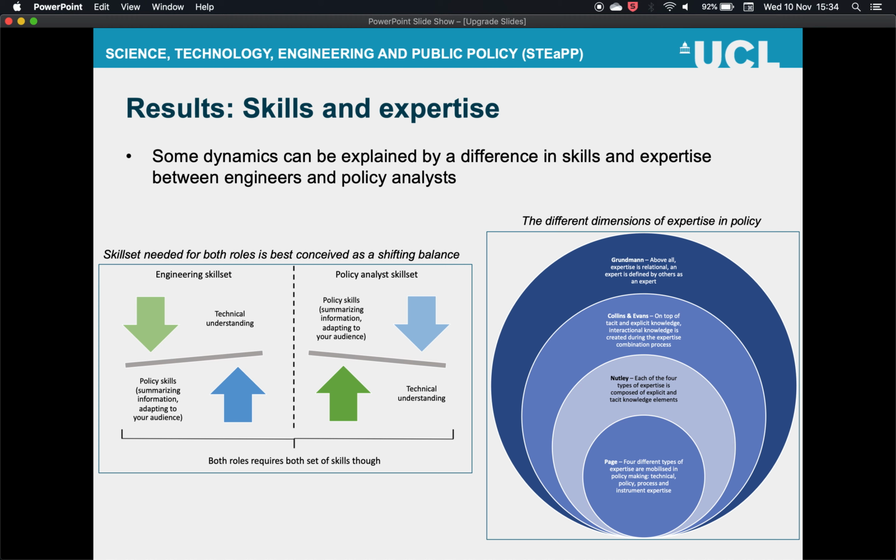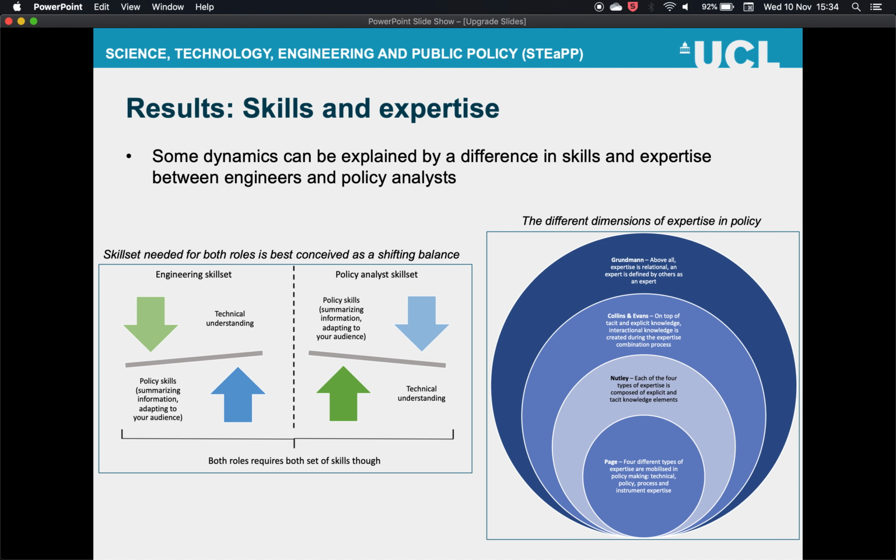Then the thing is, those different types of expertise are sometimes explicit and sometimes tacit, and they combine explicit and tacit knowledge elements. But as the engineers and the policymakers collaborate, this is what we were saying, there's also an added dimension of interactional knowledge that's created on top of those two. And even more importantly, expertise is relational. So an expert is actually defined by others as an expert. The engineers consider the academics experts sometimes, the policy analysts will consider the engineers the experts, and the ministers will consider the policy analysts the experts. So expertise is in the eye of the beholder in this case.